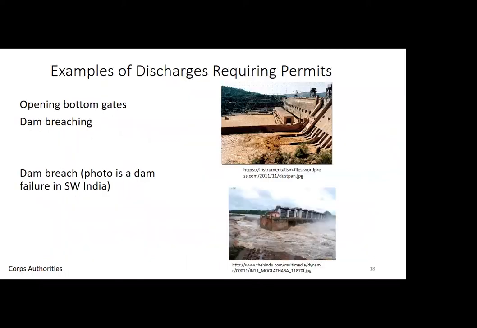Next slide, please. So some examples of discharges that would require permits under those authorities: opening the bottom gates of the dam, dam breaching, or dam removal activities. Those would result in a fair amount of sediment being discharged downstream and thus trigger the 404 permit requirement. Next slide, please.